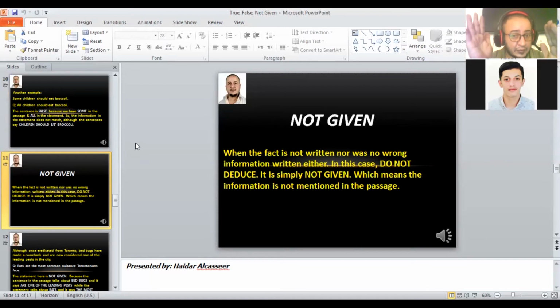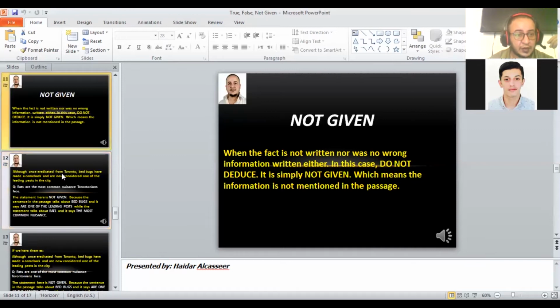Got the idea? Yes. "Not given" simply means the information is not mentioned in the passage. Before we go on, I will give you a simple example. For example, I will give an example about you, Hussein.